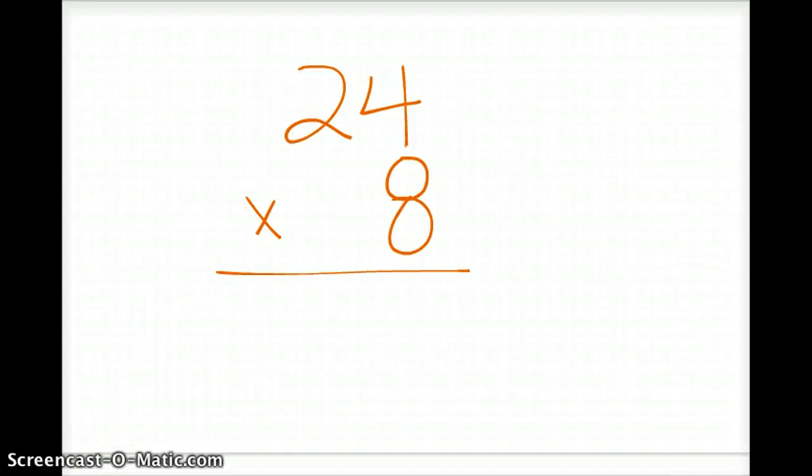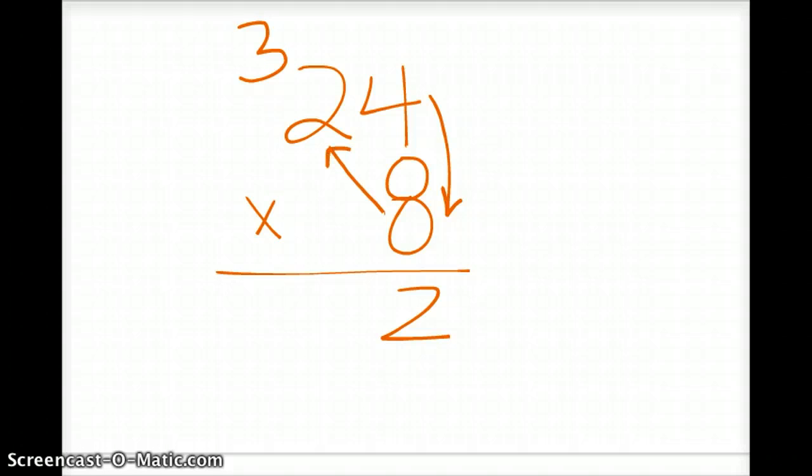Alright, so here's an example of the standard way you would teach multi-digit multiplication. The first thing you do is you do 4 times 8, you put a 2 down there, and then you know to carry the 3 up here. Then you do 8 times 2, which is 16, you add the 3, and you get 192. And while to an adult, that makes perfect sense.